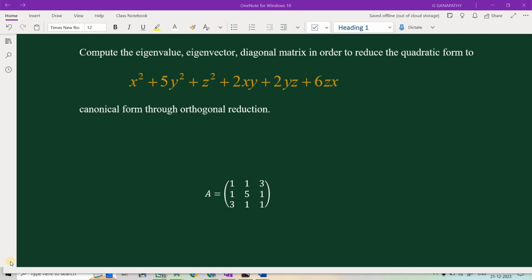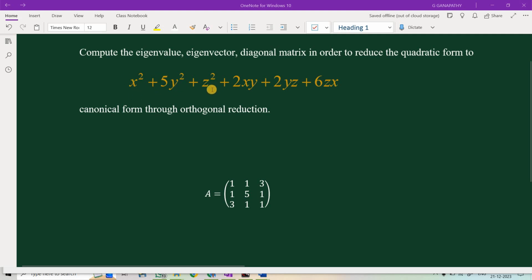Dear students, through this video, we'll solve the problem with the help of Scilab. Compute the eigenvalue and eigenvector diagonal matrix in order to reduce this quadratic form into the canonical form through orthogonal reduction. But to do the problem, we have to convert the given quadratic form into canonical form. I hope you have an idea how to convert a quadratic form into canonical form.